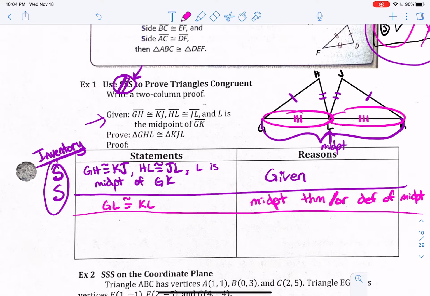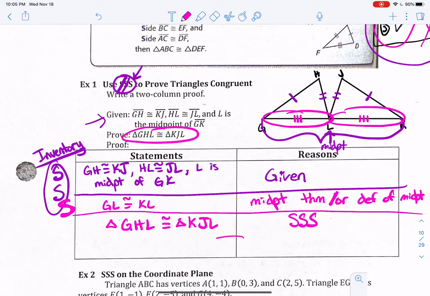And then that gives me my third side, so I have side, side, side. And then what I was trying to prove was that triangle GHL is congruent to triangle KJL. And I know that those are congruent because of side, side, side, and we are done, okay?